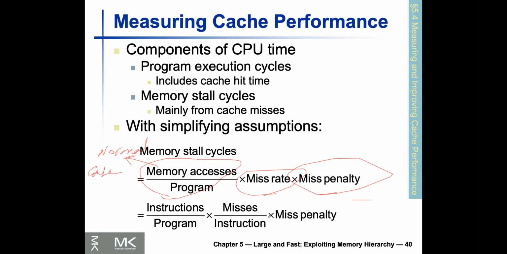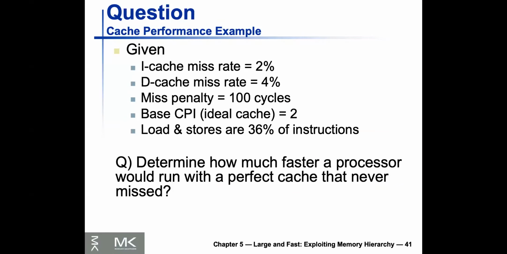As an example, let's have a look at this one. We have an instruction cache miss rate of 2%. Our I-cache misses 2% of the time, so 98% of the time it hits. Our D-cache, which is for data, has a miss rate of 4%. Normally we just take an average of these two. So in the cases that these miss, we have to pay a penalty.